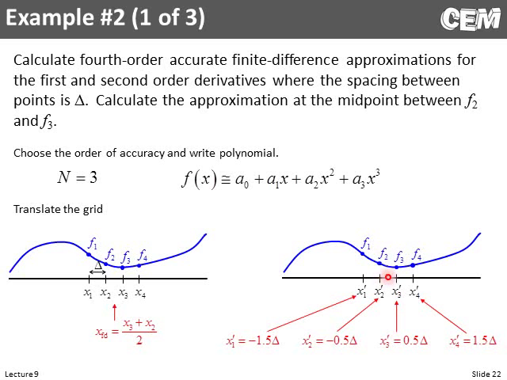Now, if we have 0 right here at the midpoint, and the spacing between the points is delta, then the position of the third point is simply 1/2 delta, because we just moved from where it's 0 over 1/2 a delta. Then this next point, or the last point, is at 1.5 delta. The second point is at negative 0.5 delta, and the first point is at negative 1.5 delta. So that is our translated coordinate system.